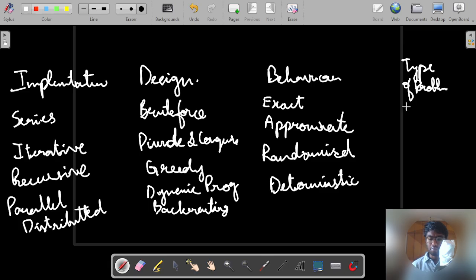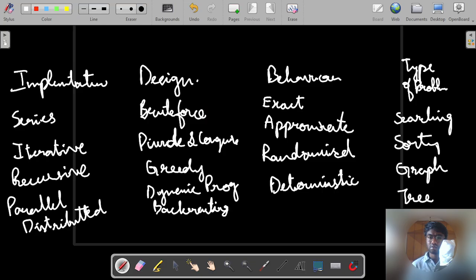And types of problems might be either we get a searching type problem, searching, sorting, graph type problems, graph, trees, strings, or so on. So there can be different problems of this type, right? So these are different classifications that we can come about.